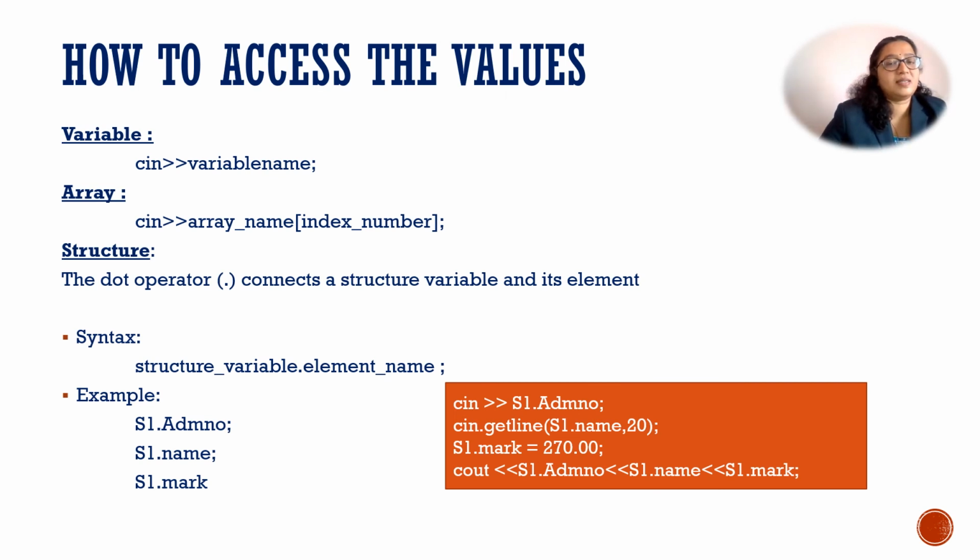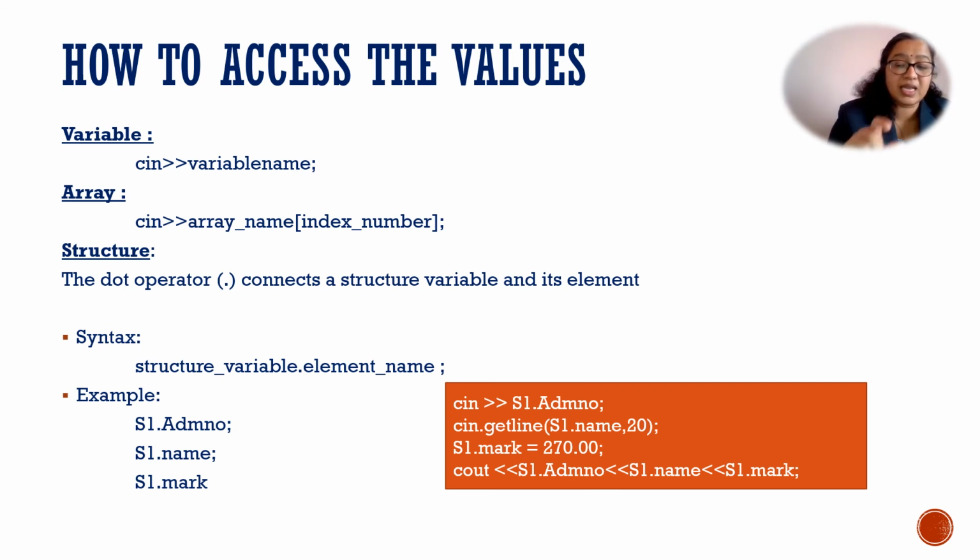Now, how to access the values. With ordinary variables, cin is the statement: cin, the redirection input operator, and the variable name, semicolon. If it's an array, cin, array name and the square bracket, index number, semicolon. This is the way of inputting details. But when you're using a structure, how can we access the values? We want to use the dot operator. Dot is the connector between the structure variable and its element. So the syntax is structure variable dot element name.